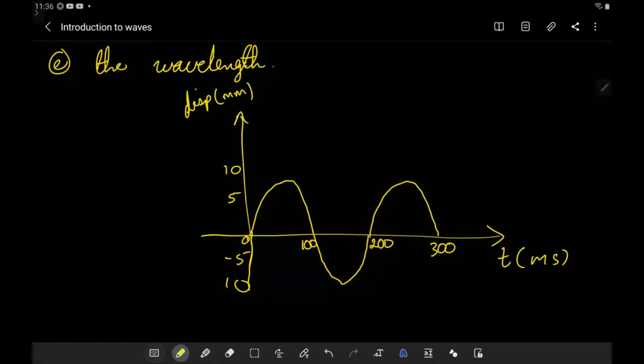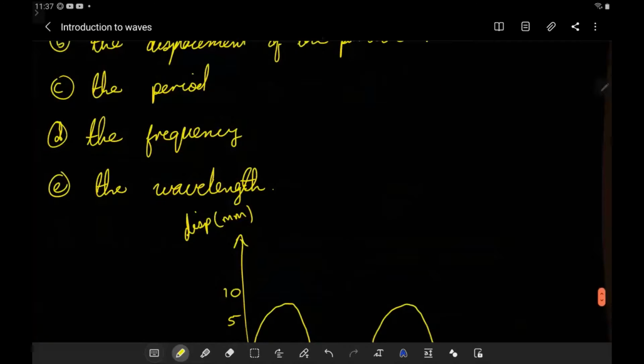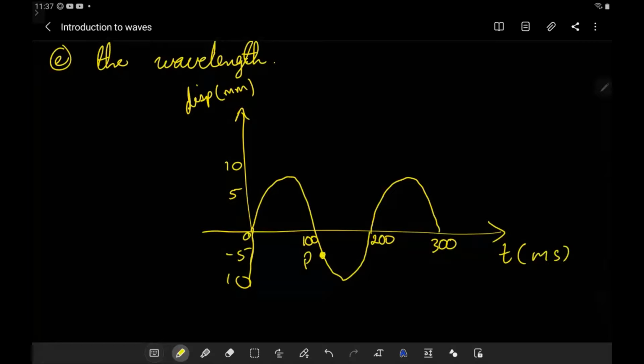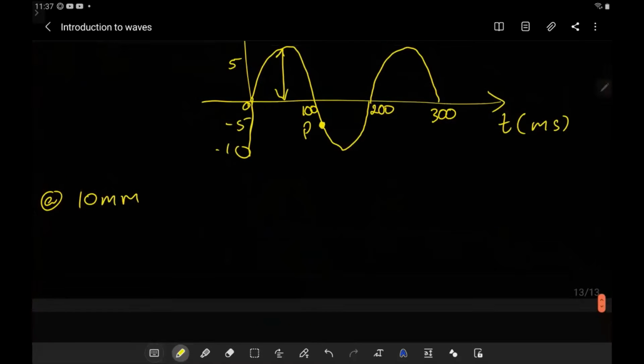Cool. So what is the amplitude of the wave? And they tell us that the particle P is right here. It will be the 10 millimeters, because this distance here is 10 millimeters. Okay, lovely. So that is part A, 10 millimeters. And what is the displacement of particle P?